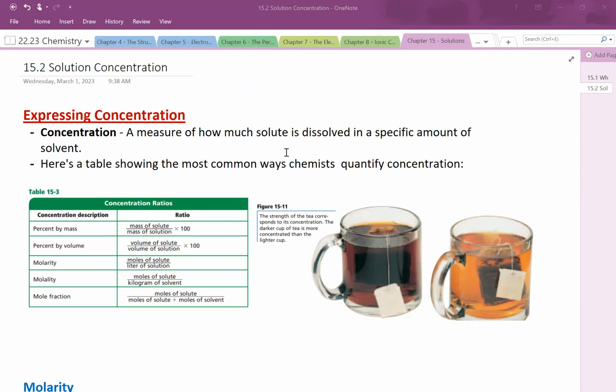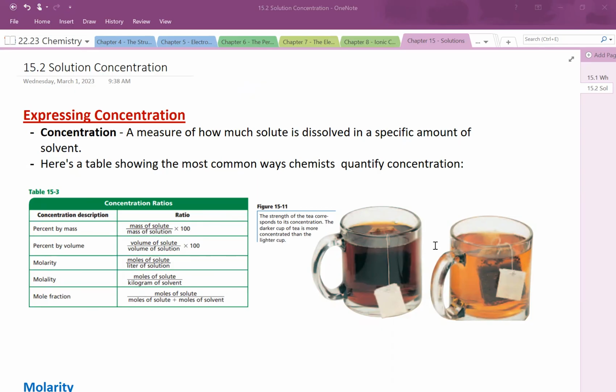The table I have right here shows you everything we're going to learn for this entire video. These are some of the most common ways chemists quantify their concentrations. We have percent by mass, percent by volume, molarity, molality, and mole fraction. And it also tells you exactly what's being expressed, what measure of solute to the specific amount of solvent. For example, if we look at molarity, we see it's measuring the moles of solute in the liters or volume of solution. Okay, so we'll go through these a little bit more specifically.